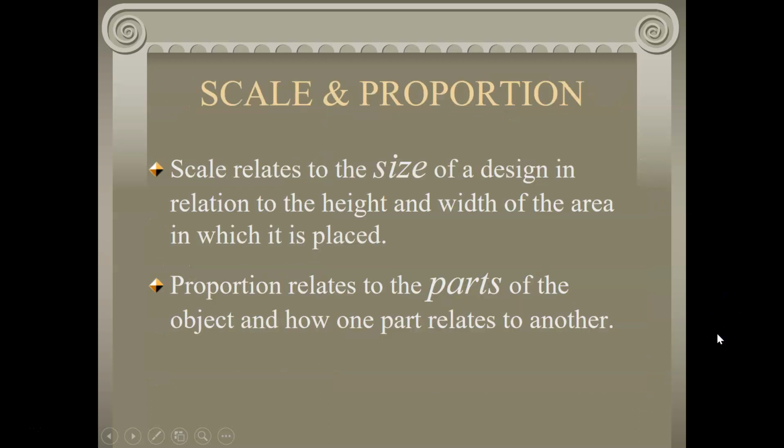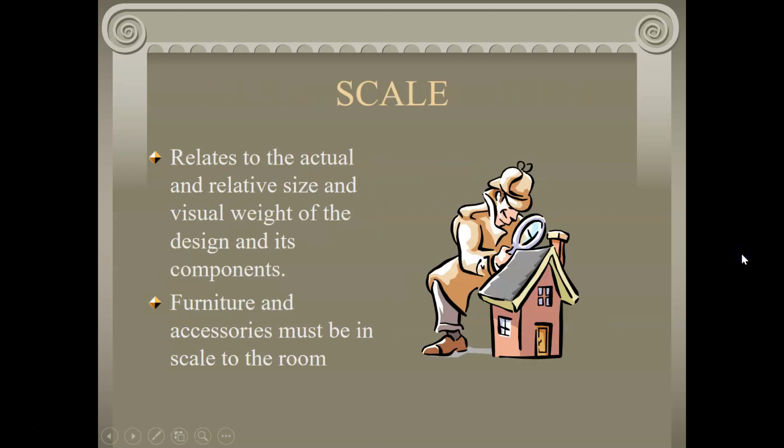Scale and proportion. Scale relates to the size of a design in relation to the height and width of the area in which it is placed. Proportion relates to the parts of the object and how one part relates to another. So scale is size and proportion is parts. Scale relates to the actual and relative size and visual weight of the design and its components. Furniture and accessories must be in scale to the room. So you can't have a huge room and little pieces of furniture, or a small room and a large piece of furniture.